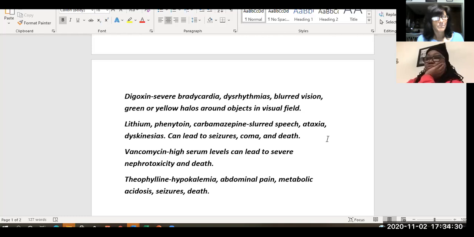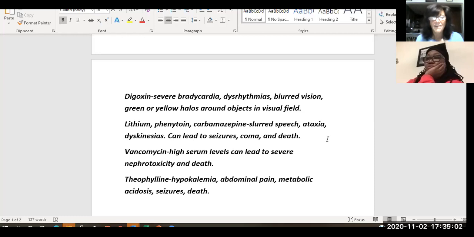Digoxin, potassium, queen mother. Hypokalemia is a risk factor for dig toxicity. So if you have a patient that's on, say, a thiazide diuretic, like hydrochlorothiazide or chlorthalidone, or furosemide or bumetanide, loop diuretics, those medications deplete potassium. You want to make sure that they're getting enough potassium in their diet, because if they're on one of those and their potassium levels drop, they're going to go toxic.